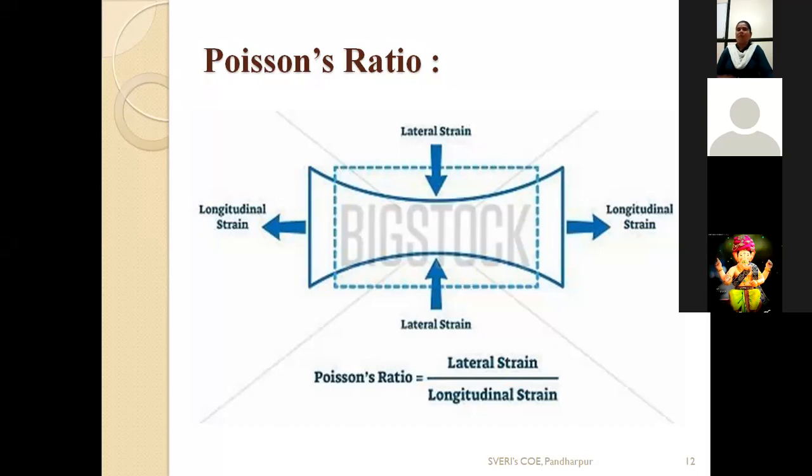Over, ma'am. Okay. So Poisson's ratio is a material property, and this is the ratio of lateral strain to longitudinal strain. So now we will see what is meant by lateral strain and what is meant by longitudinal strain. Suppose I have taken one rod. I will draw a figure so you will be able to understand easily. Suppose I have taken a rod here and I am going to apply load.